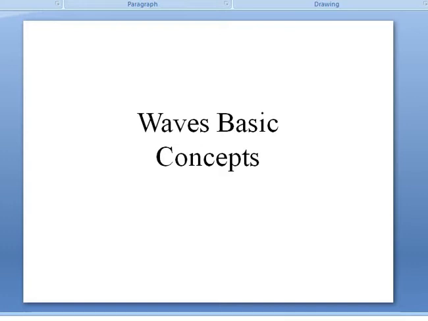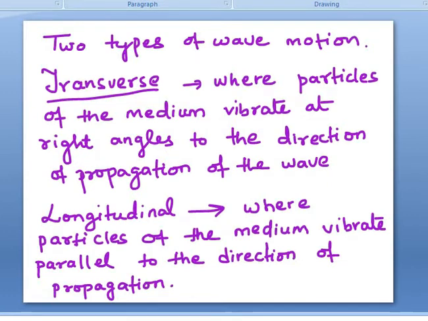For our second semester syllabus. Now, in the last classes, we have discussed types of waves. So now we will discuss types of wave motion.